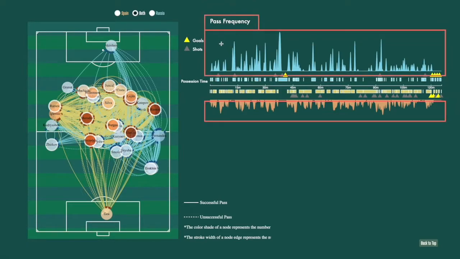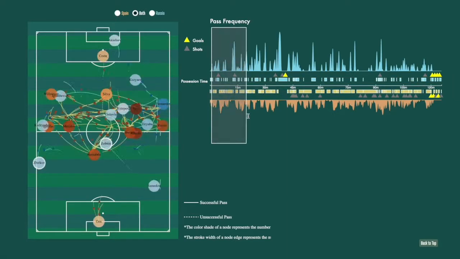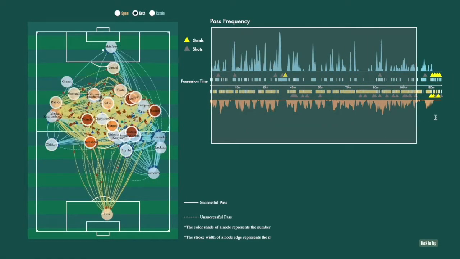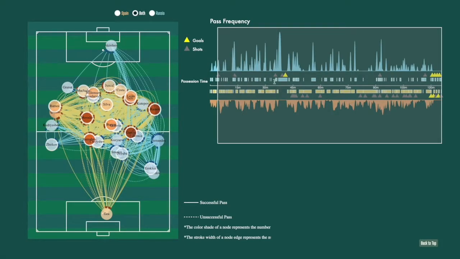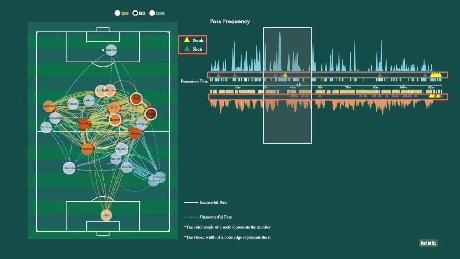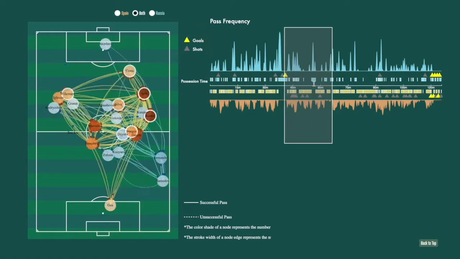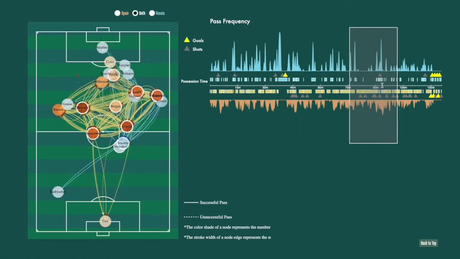The height and area of the line graph encode the frequency of the successful and failed passes. The rectangles encode possession period, meaning the ball is possessed by either team. Viewers can brush the whole timeline to see an overview of the past events in the field viz, or focus on particular time periods, like dramatic moments of goals, which are marked with the yellow triangles, and shots attempts with gray triangles.